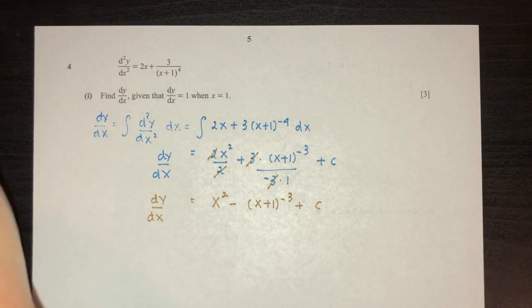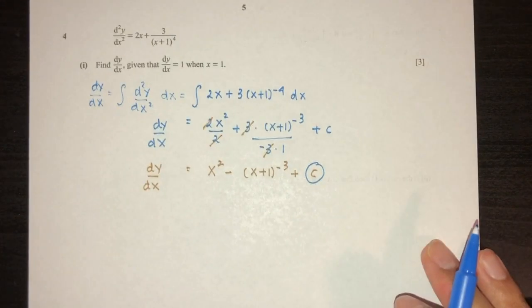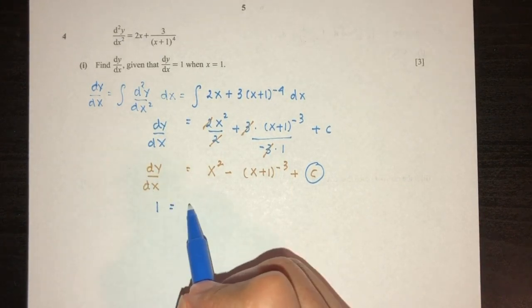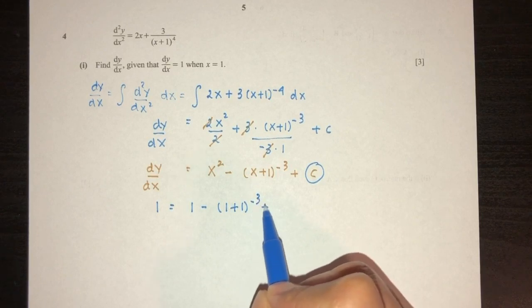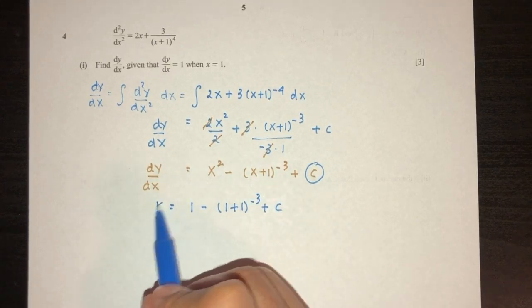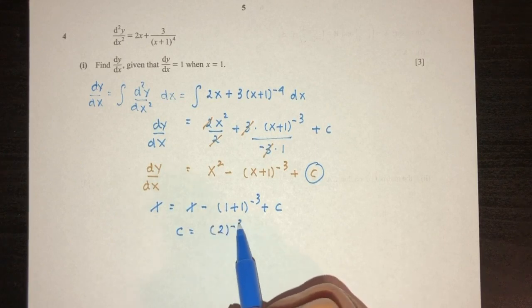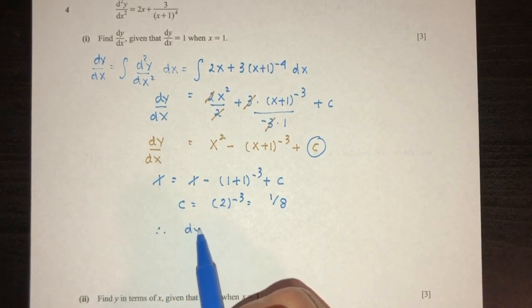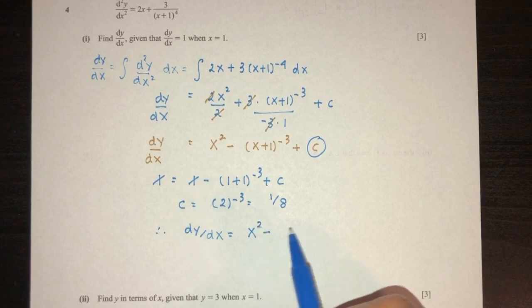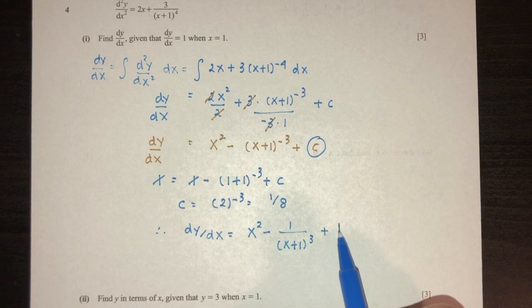So next thing, you have to find the value of c by using these two values. When the value of dy by dx is 1, we know x is also 1. That will be 1 minus 1 over (1 plus 1) power 3 plus c. So c will be 2 minus 3, which is 1 over 8. So finally, your value of dy by dx will be x squared minus 1 over (x plus 1) power 3 plus 1 over 8.